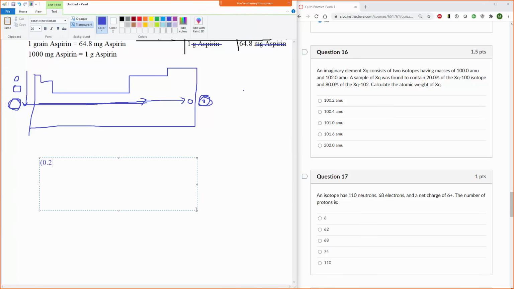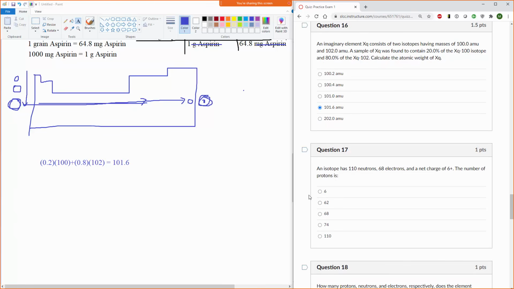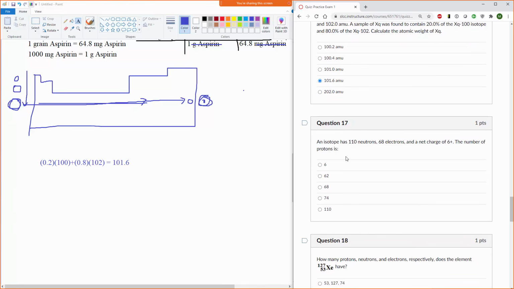You're going to take that 0.2, which is the 20%, multiply that by the mass, which is the 100, add it to the 80%, that's 0.8, multiplied by the mass of that, which is 102. And when you do all of that, you get an average mass weighted for abundance of 101.6. Gorgeous. Well done. It's an average, but weighted for abundance. Okay. All right.